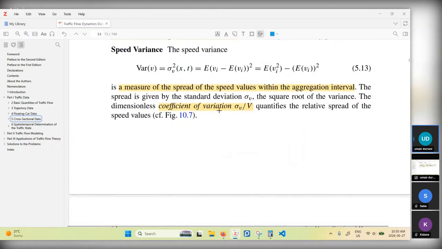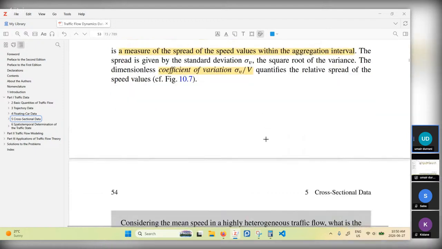Finally, there's also speed variance. Variance is a statistical concept. Standard deviation is easier to understand, in my opinion, where standard deviation is, on average, how much variation we are observing in a variable. For example, speed. So how much are the speeds varying compared to the mean speed? That's what the standard deviation is. We can also determine the coefficient of variation, which is the standard deviation in speed divided by the average speed, and here they're using time mean speed. So that also quantifies the relative spread of the speed values.